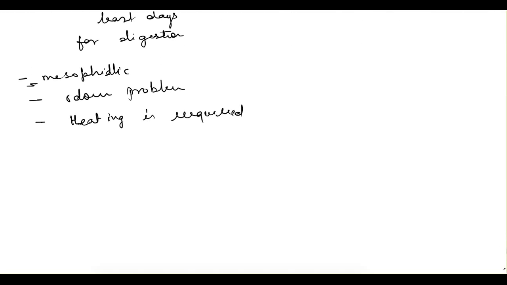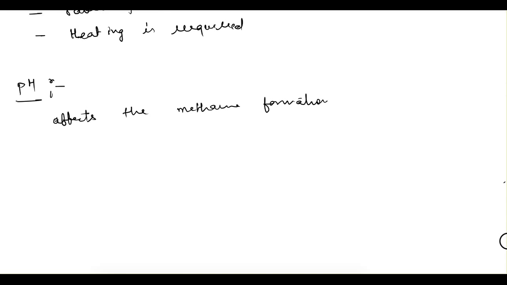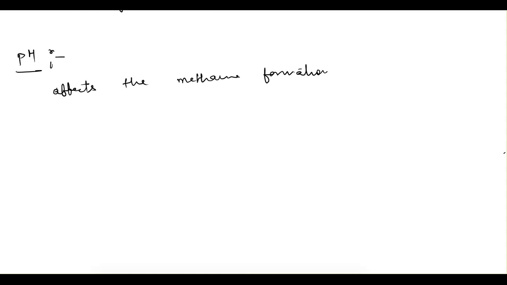The next factor that affects the digestion process is pH. If pH is too low, it affects the methane formation. If suddenly acid increases in the first stage of anaerobic digestion, the methane producing bacteria do not adapt very easily to that change. That is why if pH becomes too low, it affects the methane formation.